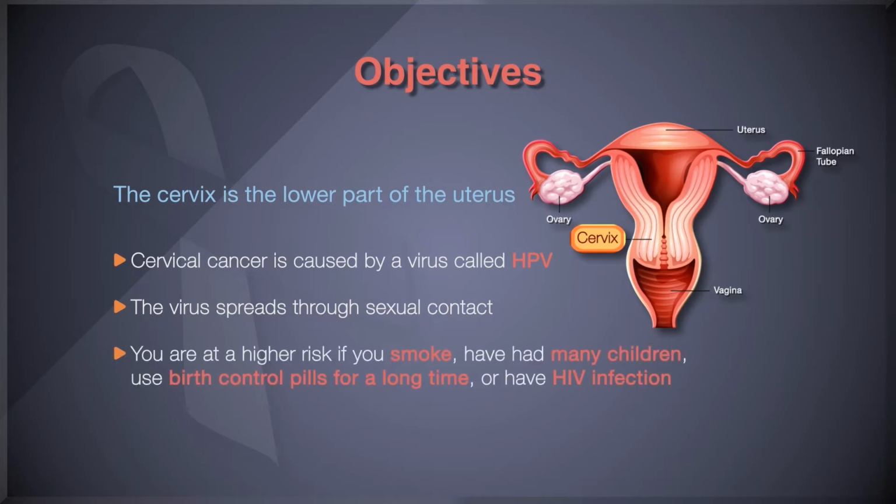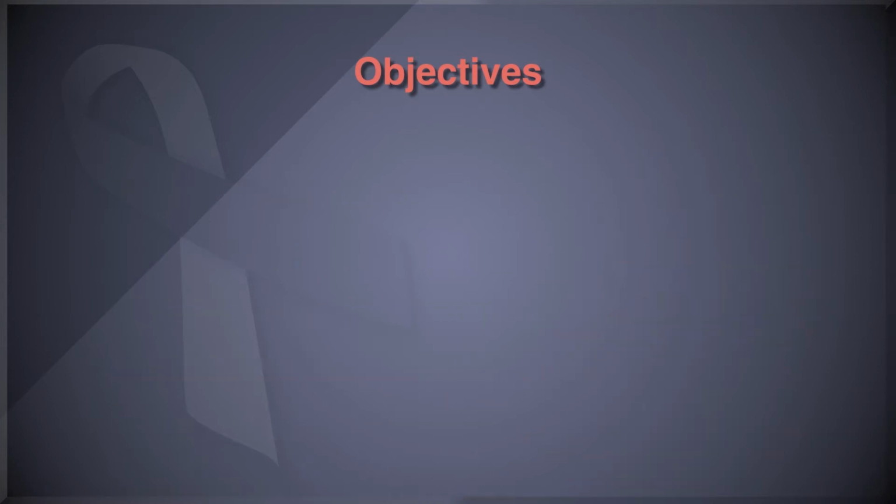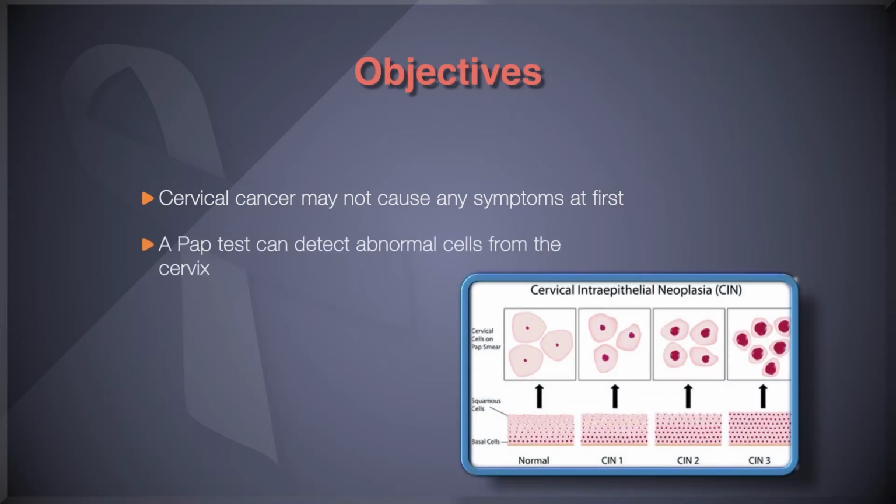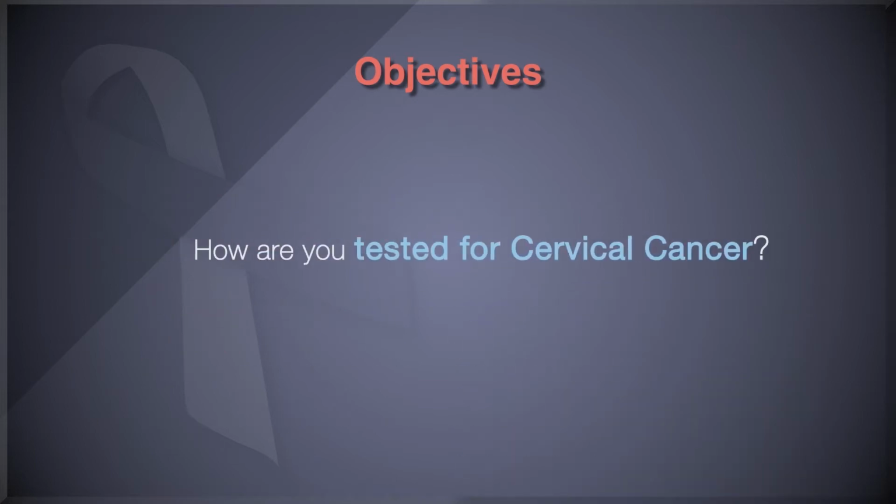You're at higher risk if you smoke, have had many children, use birth control pills for a long time, or have HIV infection. Cervical cancer may not cause any symptoms at first. It usually takes several years for normal cells in the cervix to turn into cancer cells. Your healthcare provider can find abnormal cells by doing a Pap test to examine cells from the cervix. You may also have an HPV test. In this course, the objective is to help you know how you're tested for cervical cancer.